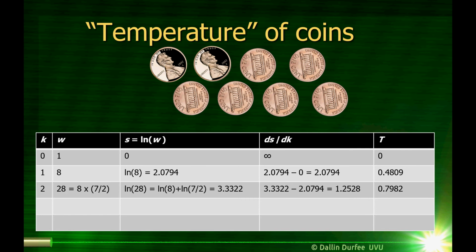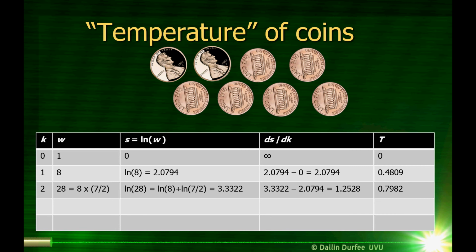Now, what if I have 2 coins? How many different microstates correspond to 2 coins being heads up? Well, I had 8 choices for the first coin, 7 for the second, but I've overcounted by a factor of 2, so the number of ways has gone up by a factor of 7/2. So there are 28 microstates of my 8 coins that correspond to 2 coins being heads up. The logarithm of 28 is just the logarithm of 8, which we had before, plus the logarithm of 7/2, which is 1.2528. So our entropy was originally the natural log of 8, and it went up by the natural log of 7/2.